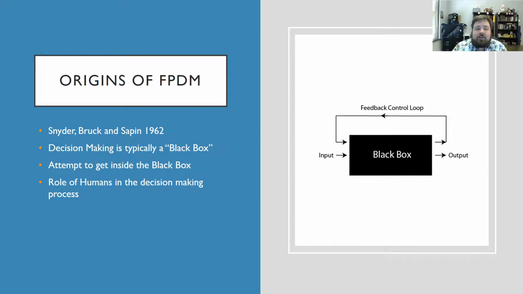What foreign policy decision-making attempts to do is actually get us inside the black box and see how this decision-making process plays out. So it's really concerned with the role of humans in the decision-making process. We're trying to get within that black box, inside of the feedback control loop, to figure out what's going on. So let's look at some of the elements of decision-making.